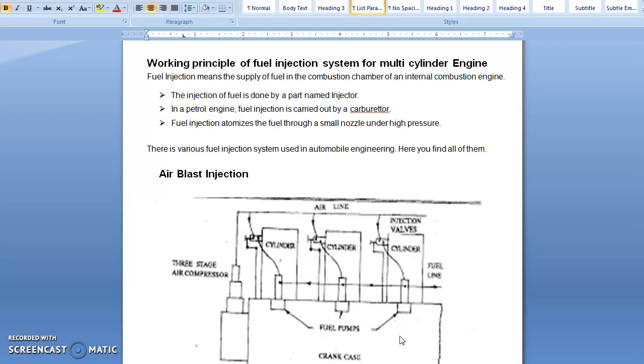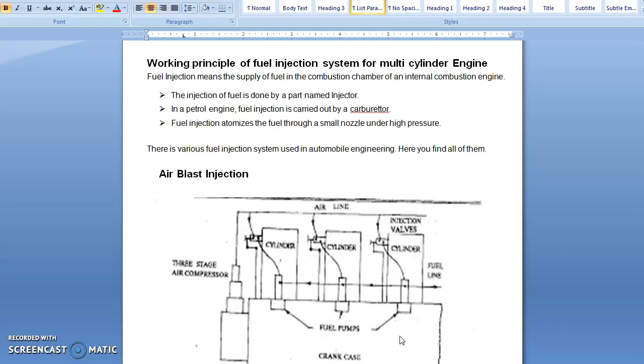In today's video, we are going to learn about the working principle of fuel injection system for multi-cylinder engine, that means diesel engine. First of all, we have to know the meaning of fuel injection. Fuel injection means the supply of fuel in the combustion chambers of an internal combustion engine. The injection of fuel is done by a part named the injector.